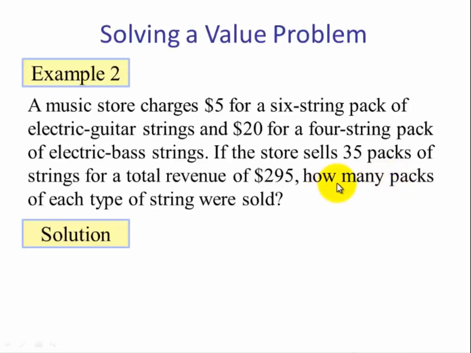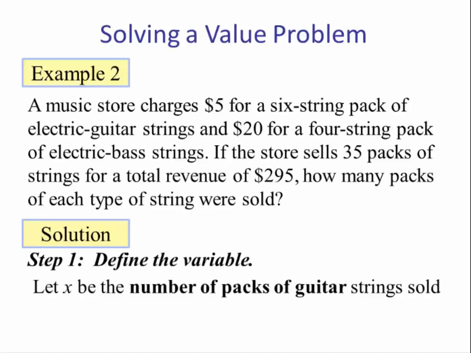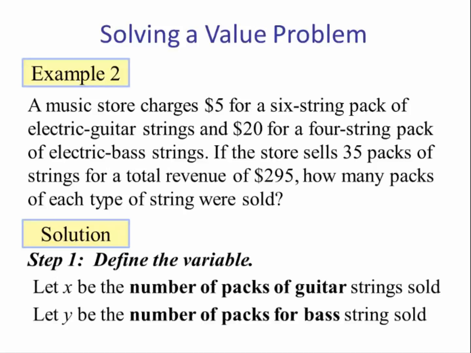The question is asking how many packs of each type of string were sold. So we want to know the number of electric guitar strings sold and the number of bass guitar strings sold. So we'll let X be the number of guitar strings and Y will be the number of bass strings sold.